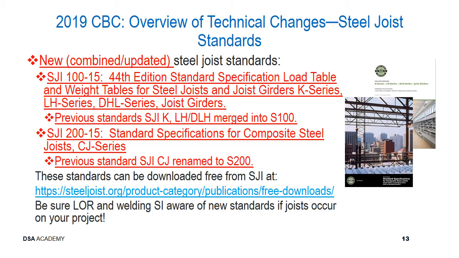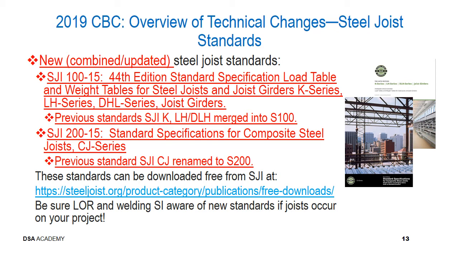For steel joist standards, there's now new combined and updated steel joist standards. The SJI, Steel Joist Institute 100-15, that's the 44th edition now of the standard specification load table and weight tables for steel joists and joist girders: K series, LH series, DLH series, and joist girders. The previous standards SJI K, LH, DLH were merged into the S100.